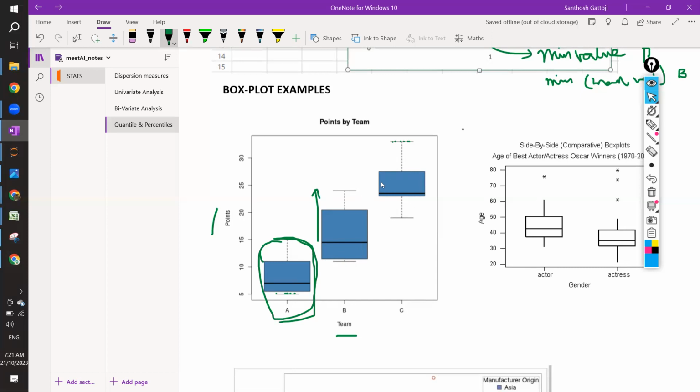Now team C has the same scenario. Okay, this is the median of team C. Fine. So now that is matching with the maximum value of team B. That means half of the values of team C are greater than the overall maximum of team B. Fine. That's why team C is greater. Getting it?